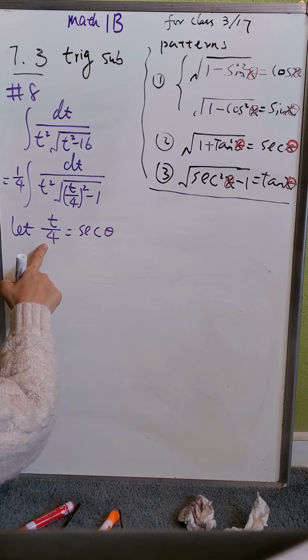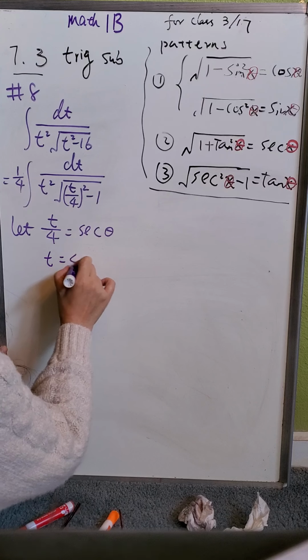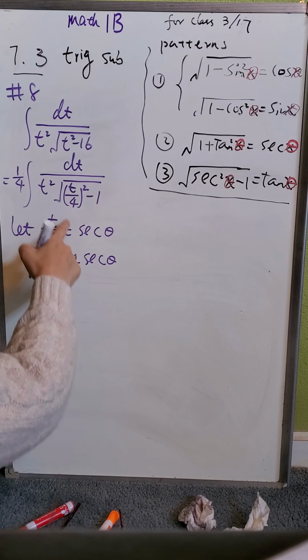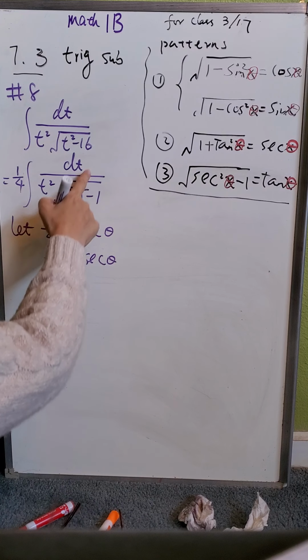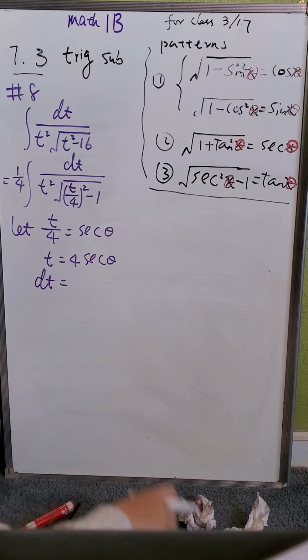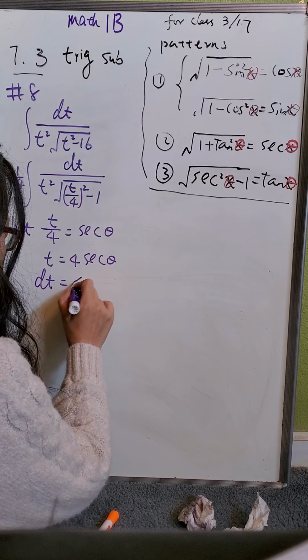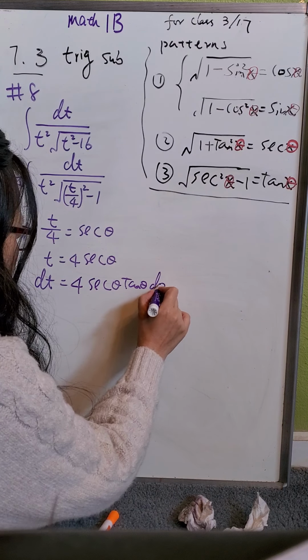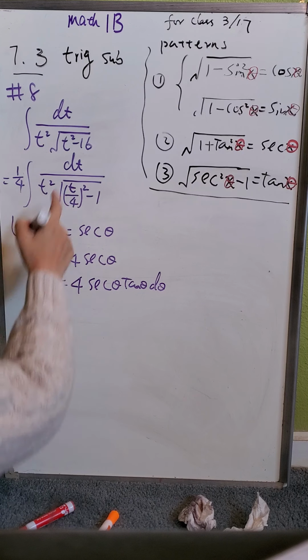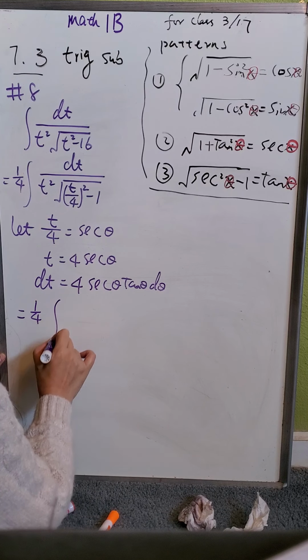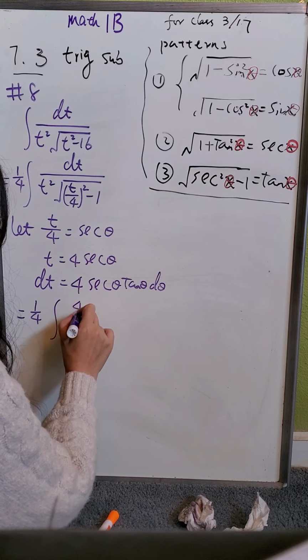Then we're going to solve for t. Now we need to change everything in terms of theta, so we change dt also. Taking the derivative, dt gives you 4 secant theta tangent theta, since the derivative of secant theta is secant theta tangent theta. Now put everything inside here, so everything in t needs to change. That becomes 1/4, and your dt is equal to that.